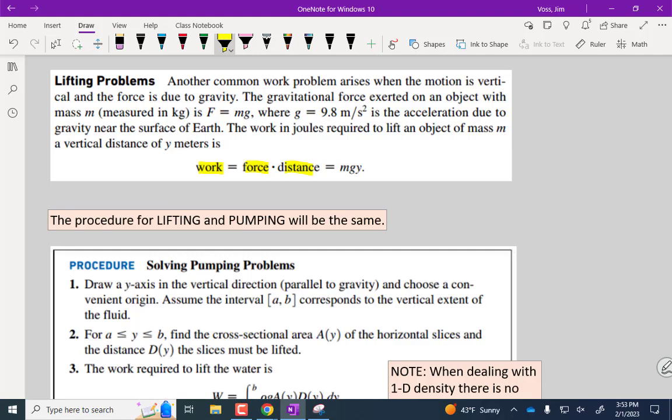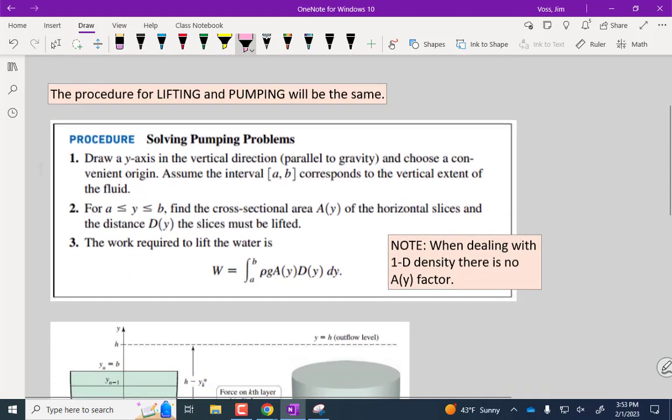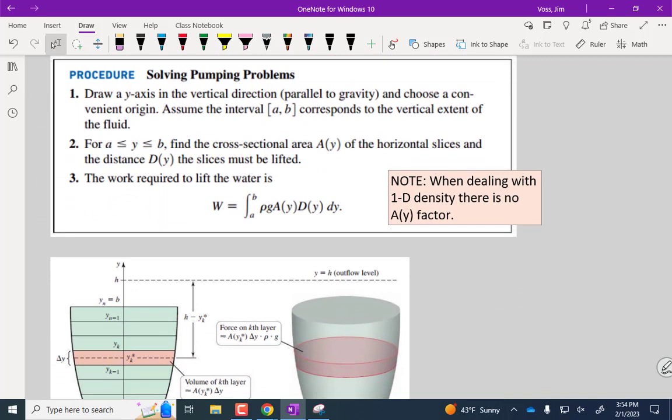So with these problems, gravity is going to come into play. So force is not just going to be K times X. Force is going to be mass times acceleration. So we're going to be dealing with 9.8 if we're in the metric system, 32 if we're in the imperial system. Most of these examples in here are going to be metric. So 9.8 acceleration. That's the big difference. So let's take a look at if we're lifting or if we're draining. If we're lifting or pumping, we are going to use this integral here, and it looks really messy.